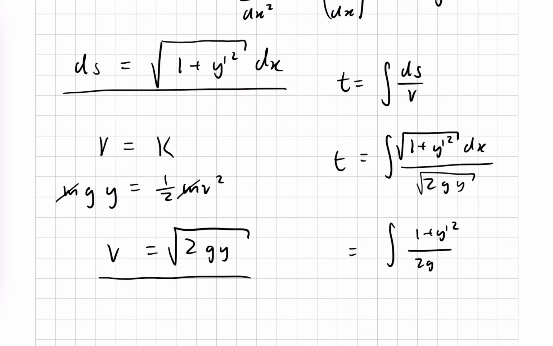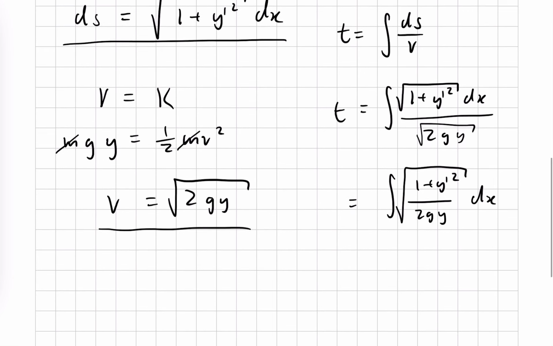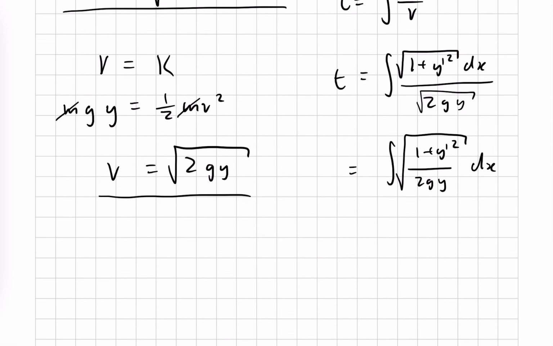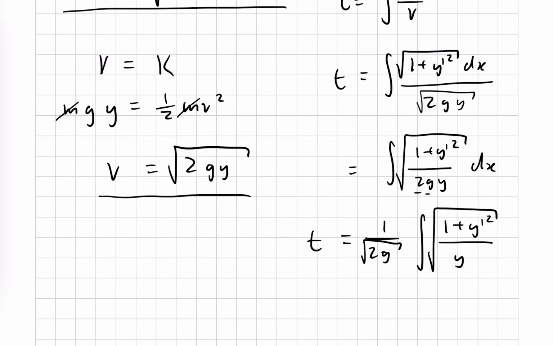dx. And this reminds us of our typical integral with the dx at the end. Maybe to make it look nice, we can take out the constants, that would be 2g. So time equals 1 over the root of 2g, because they are of course constant, times the integral of the root of 1 plus y prime squared over y times dx. So this is our expression for the time.